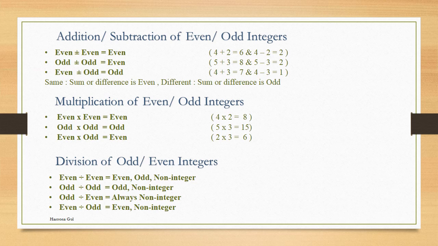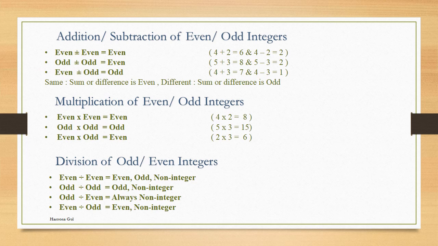In this slide, we will be discussing operation of addition, subtraction, multiplication and division on even and odd integers. In case of addition and subtraction of even and odd integers, if an even integer is added or subtracted by an even integer, we are going to get an even integer. Similarly, if an odd integer is added or subtracted by another odd integer, we are going to get an even integer. On the other hand, if an even integer is added or subtracted by an odd integer, we are going to get an odd integer.